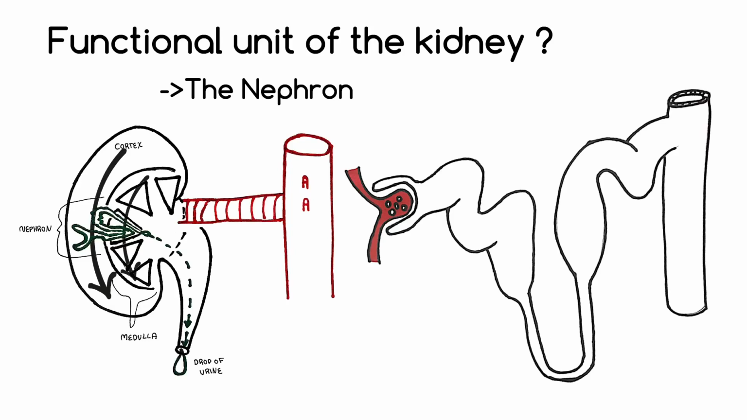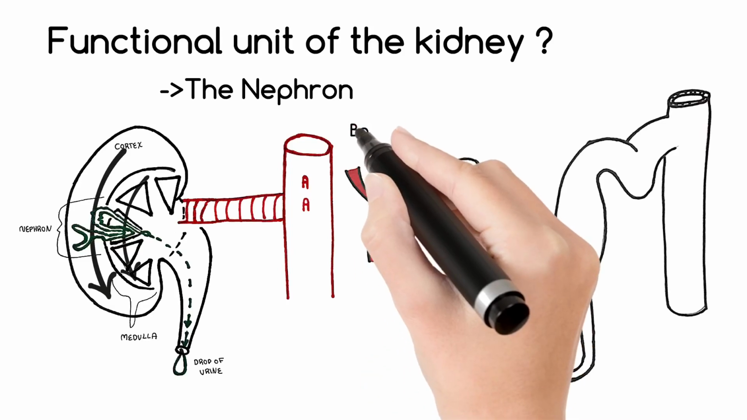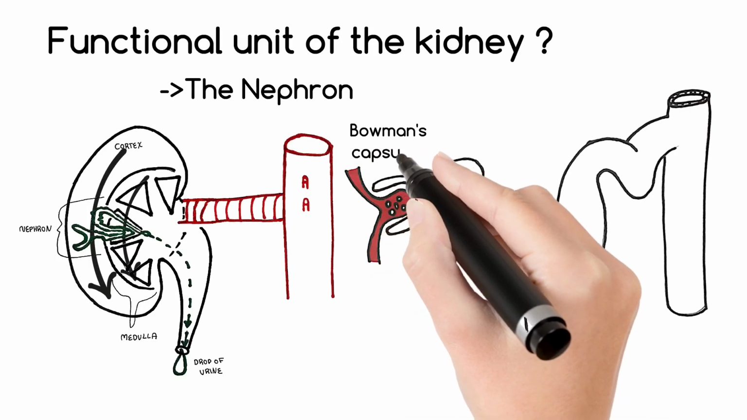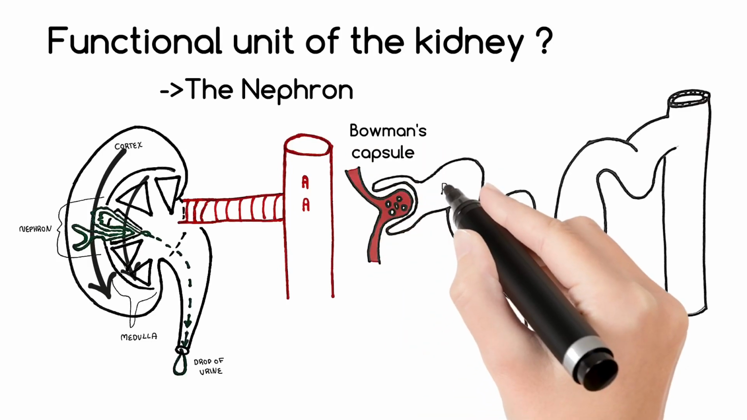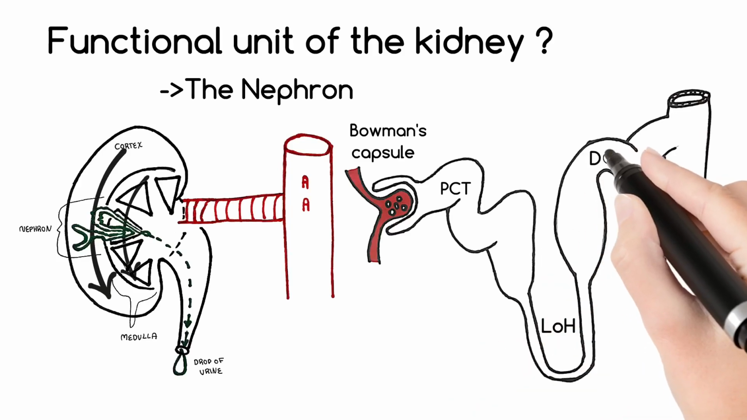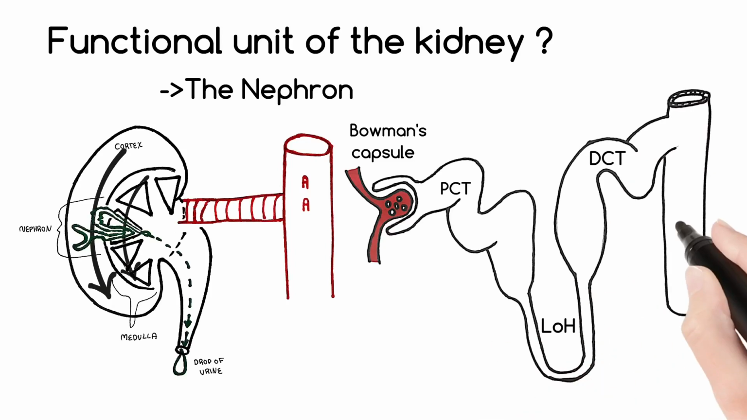The nephron begins with the expanded first part, which is the Bowman's capsule or the glomerular capsule. And then it also consists of the proximal convoluted tubule, the loop of Henle, the distal convoluted tubule, and the collecting duct.